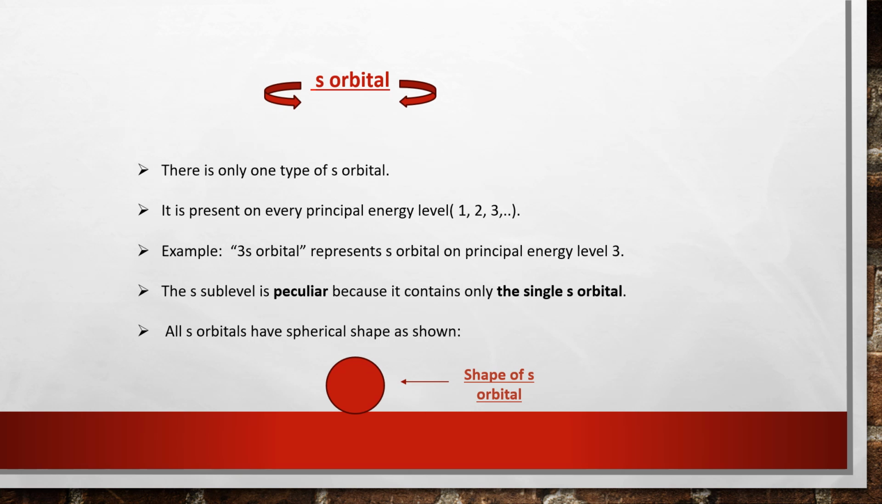s orbital. There is only one type of s orbital. It is present on every principal energy level 1, 2, 3. Example, the 3s orbital represents the s orbital on principal energy level 3. Thus, the s sublevel is peculiar because it contains only the single s orbital. All s orbitals have spherical shape.